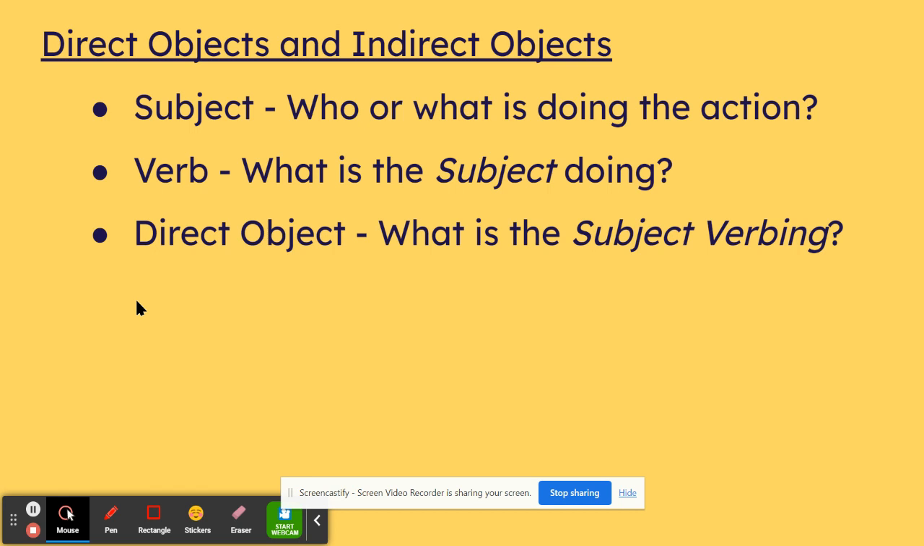Next, we need to find the direct object. In order to find the direct object, we ask ourselves, what is the subject verbing? I know that sounds weird, but once we plug in the subject and the verb that we've already figured out, it'll make more sense. We need to ask ourselves, what is the subject, Landon, verbing or throwing? What is Landon throwing?